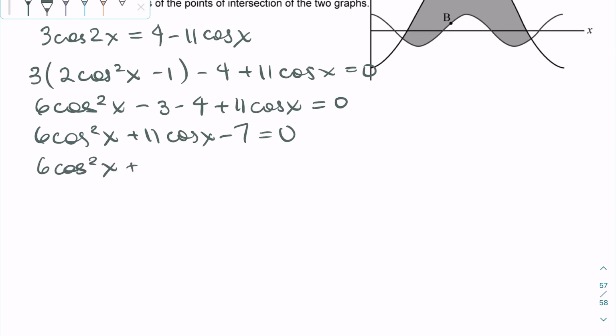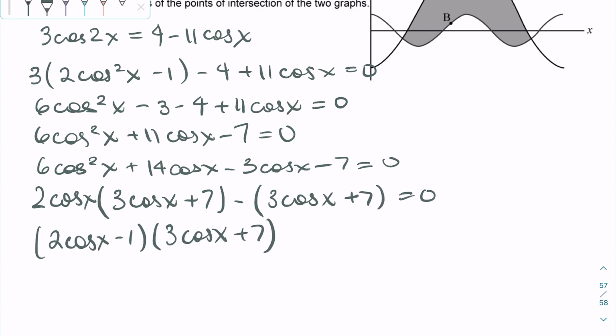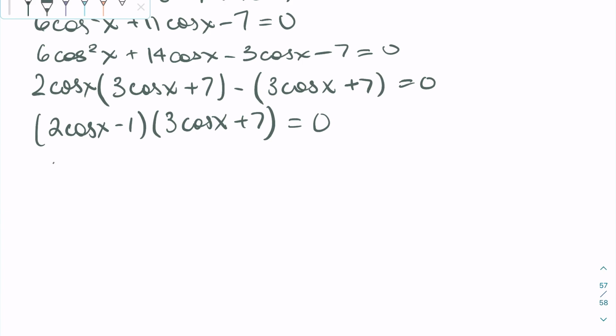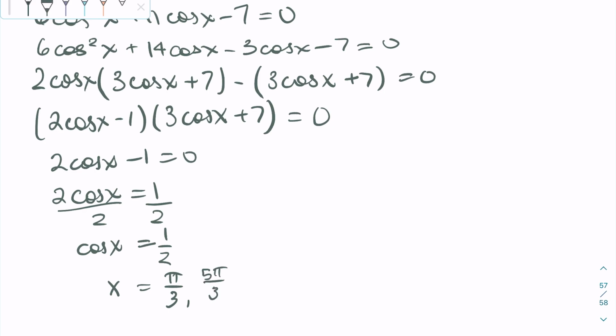We can split apart the middle term 11 cosine x into 14 cosine x and minus 3 cosine x. After factoring, we're left with 2 cosine x minus 1 times 3 cosine x plus 7. This will be equal to 0 when either one of the factors is 0. So let's first make the first term equal to 0. This would give us cosine x equals 1/2. Cosine is 1/2 when x is pi over 3 and 5 pi over 3.